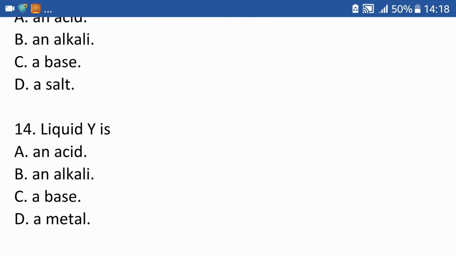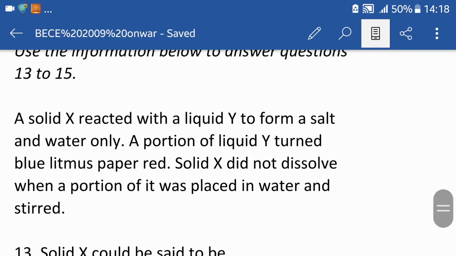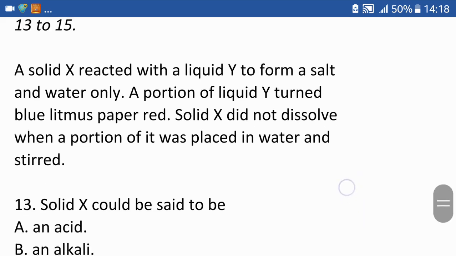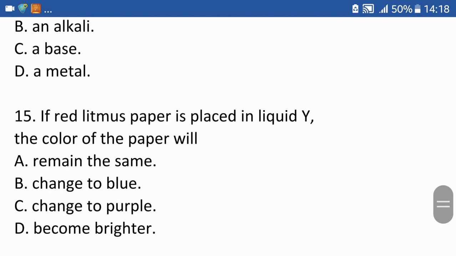Question 14. Liquid Y is. Question 15. If red litmus paper is placed in liquid Y, the color of the paper will.